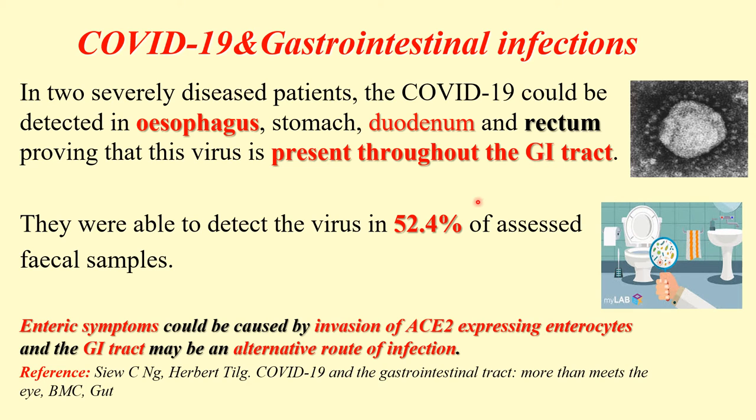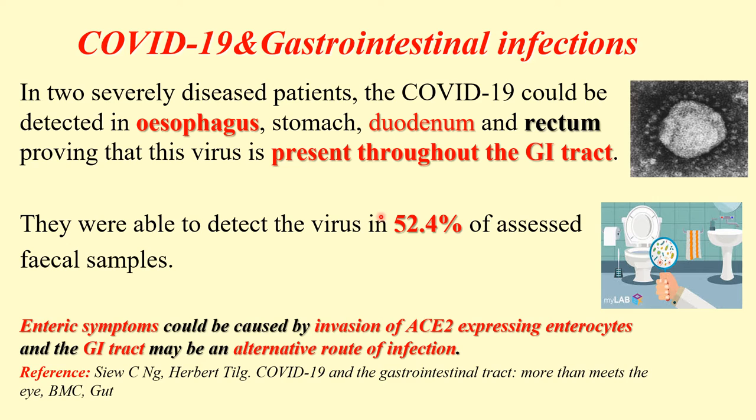Also, they were able to detect coronavirus COVID-19 in 52% of fecal samples obtained from patients infected with coronavirus COVID-19. So they were able to detect coronavirus COVID-19 in the feces of 52.4% of infected patients. So it means that the enteric symptoms, or the GIT symptoms, which we see in patients who are infected with coronavirus COVID-19 could be contributed by invasion of the virus by invading ACE2 expressing enterocytes.